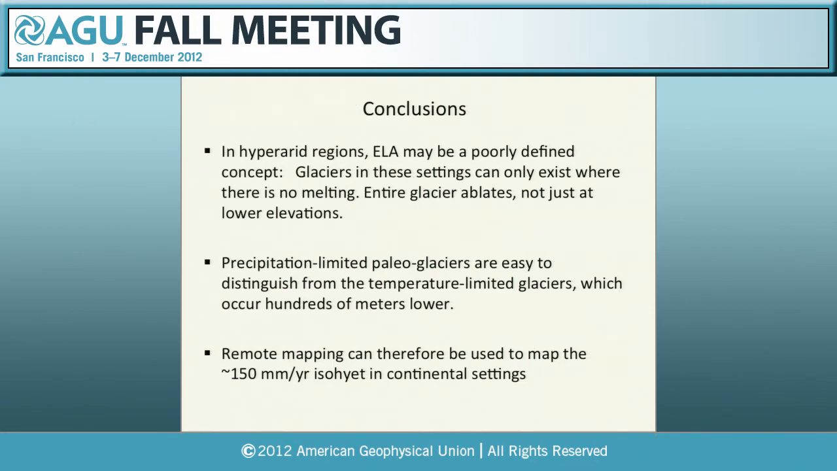So to conclude, in hyperarid regions, ELA may be a poorly defined concept because these glaciers can exist where no melting occurs. It's true especially for the paleoclimate, like in the global last glacial maximum. Because the entire glacier surface ablates through sublimation, there's no clear line of ELA like the one we use to define temperate glaciers. So that's it, I guess. Thank you.